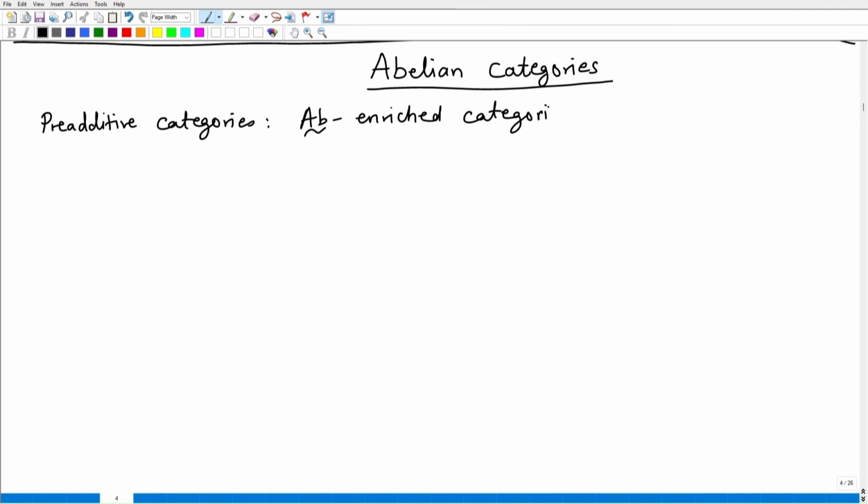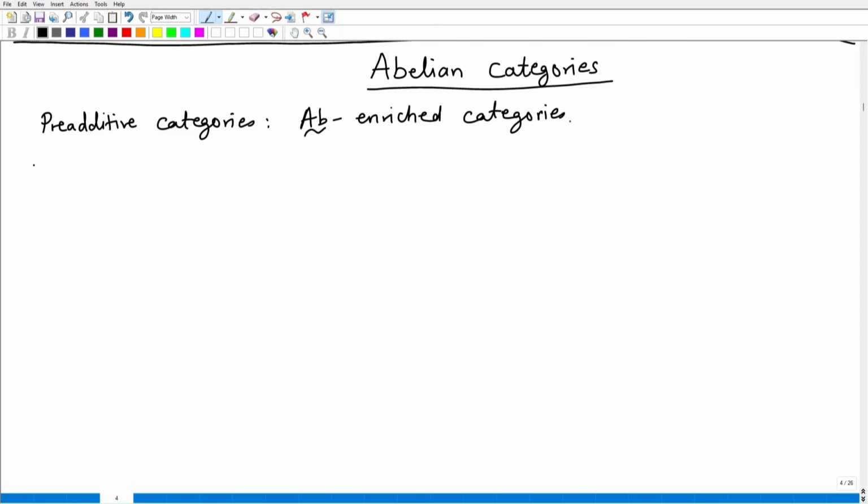What does that mean? In simple language, it means that every hom set is an abelian group, and moreover composition is bilinear. Composition of morphisms is bilinear, right? That's all it means, an Ab-enriched category. It's a locally small category such that every hom set has the structure of an abelian group.